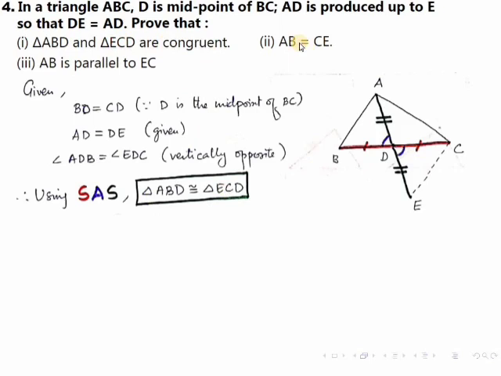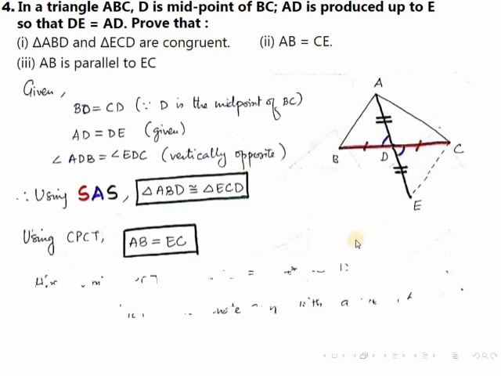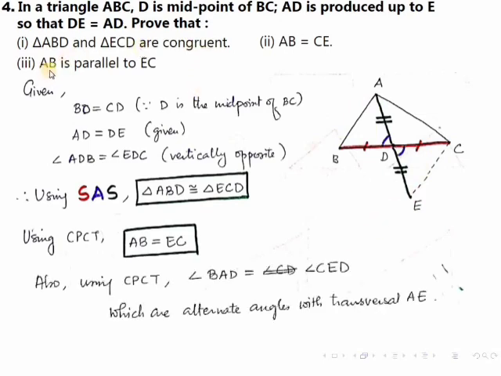Next we need to show that AB is equal to CE. Obviously since these two triangles are congruent, AB's corresponding part will be CE. So that's why by CPCT we say that AB is equal to EC or CE. Simple, right? Now the next part says you need to prove that AB is parallel to EC.